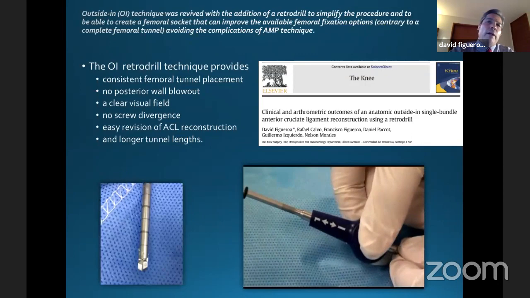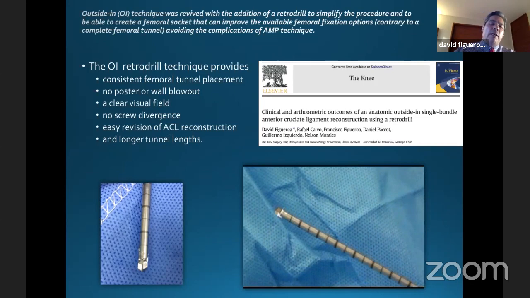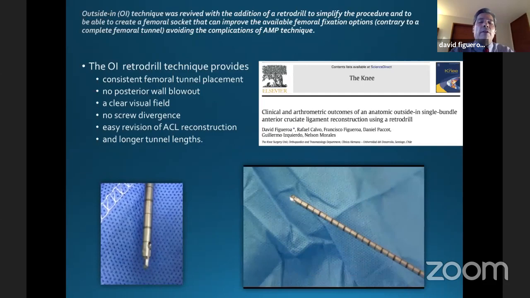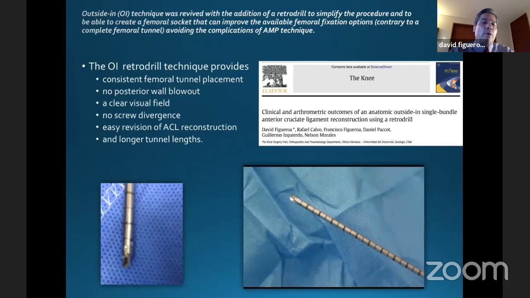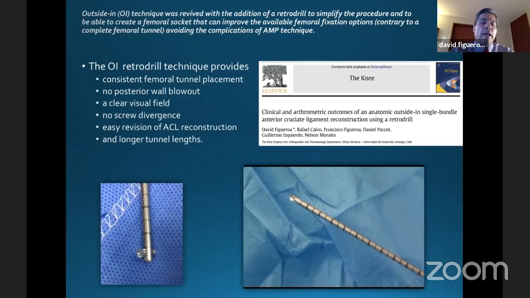And what's my approach for getting an anatomic ACL reconstruction? I talked before about the outside-in technique. This uses the retro drill system. This system consists of femoral channel placement from outside to inside. There is no posterior wall blowout, a clear visual field, no screw divergence. You can perform an easy revision of ACL reconstruction and produce a longer tunnel length.